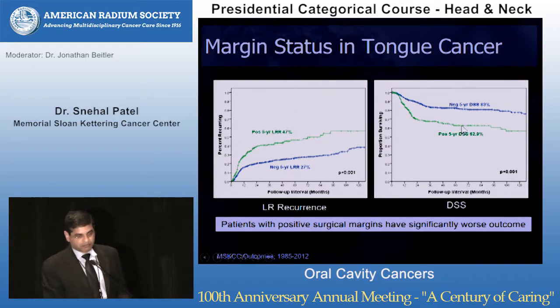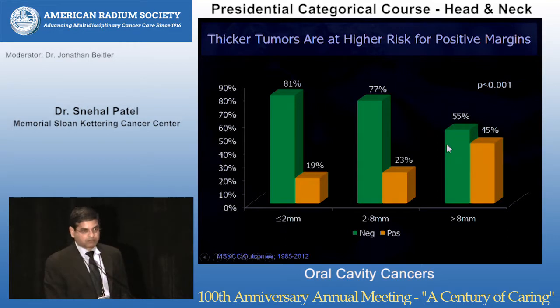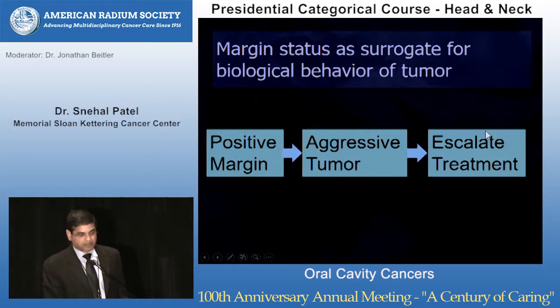Now, it's no secret, if you have a positive margin, you don't do well. So patients with positive surgical margins have significantly worse outcomes. No surprise there. It's also no surprise that if you have a larger tumor, the risk of getting a positive margin is higher. So from T1 tumors to T4, the risk of getting a positive margin climbs up. The thicker the tumor, the more the risk of a positive margin. So these are all expected findings.